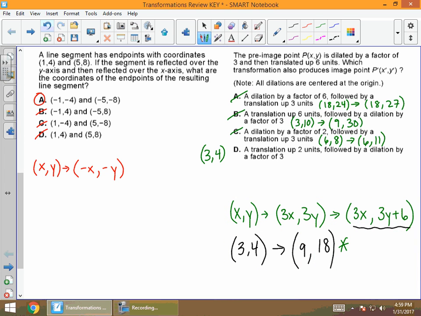Move this down a little bit. Translation up 2 units, so 3, 4 becomes 3, 6. 4 plus 2 is 6, followed by a dilation of 3. Multiply them both by 3. 3 times 3 is 9. 6 times 3 is 18. So I'm looking for which one of these makes 3, 4 turn into 9, 18, and it is answer choice D. And it doesn't matter which coordinate you pick there.